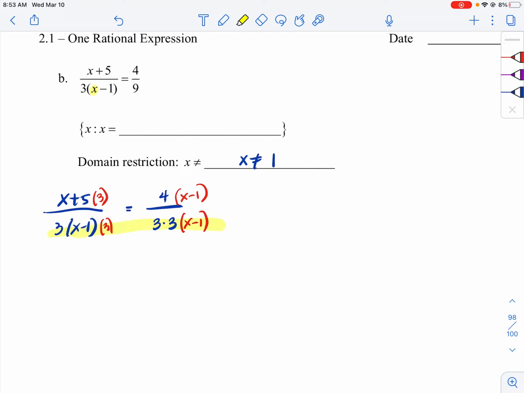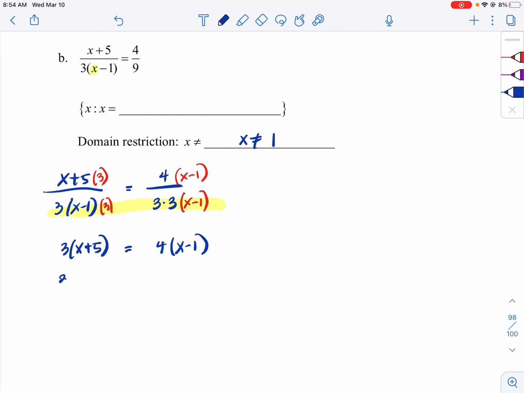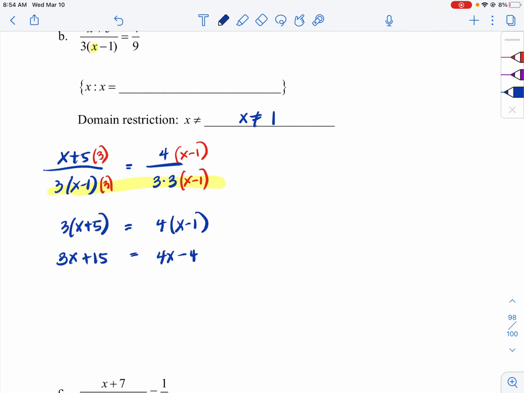And then our job is to make the left equation equal to the right equation. But since the bottoms are already equal, I don't have to worry about them. I am going to worry about my top equations though, because I need to make sure that they are equal to each other. Okay, so this is 3x plus 15. I have to distribute the 3, 4x minus 4. Okay, good.